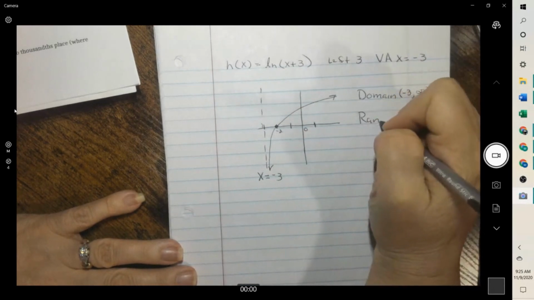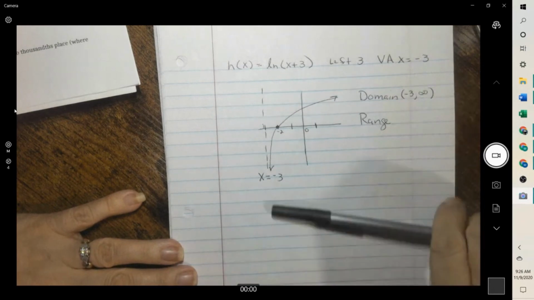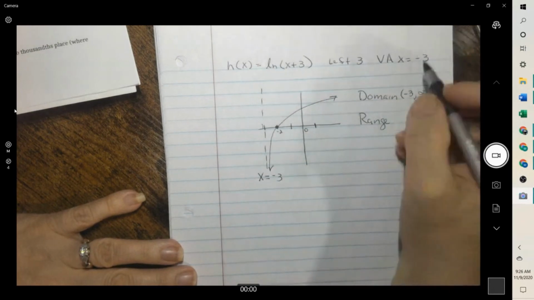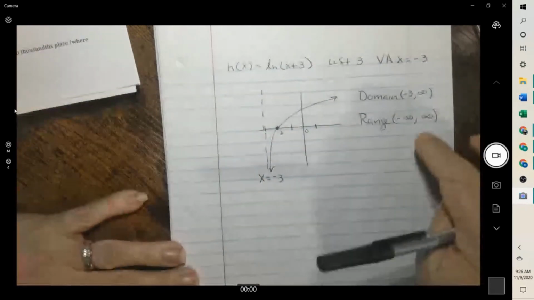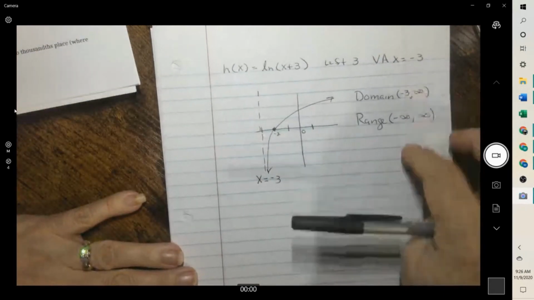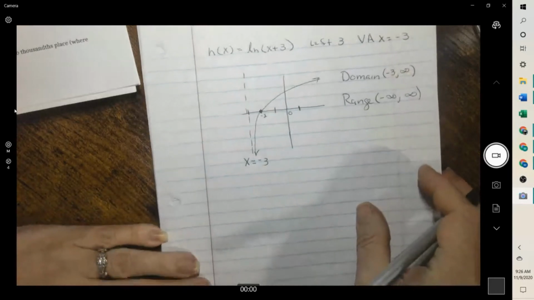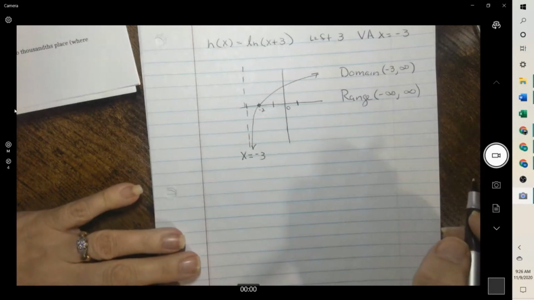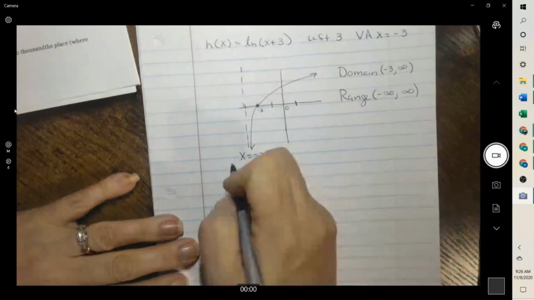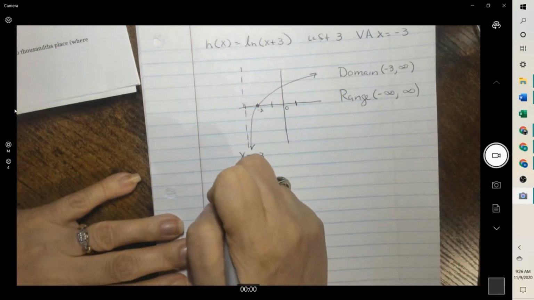The range, all the negative values, and then keeps going, so it's all real numbers. If you remember the exponentials, the domain was all real numbers. They flip because they're inverses of each other. Any questions on that one?